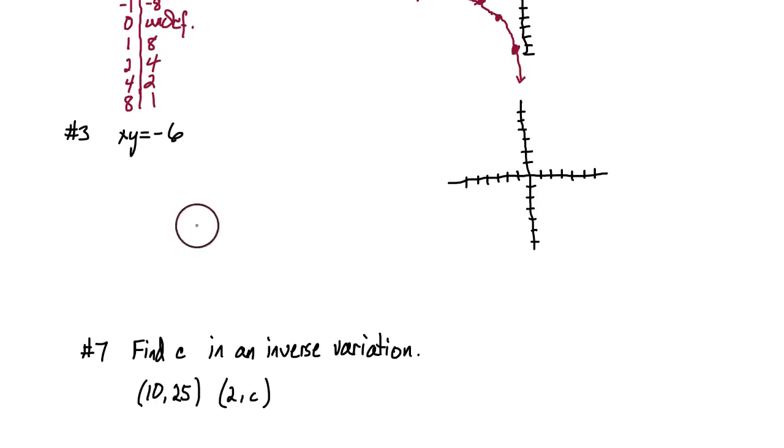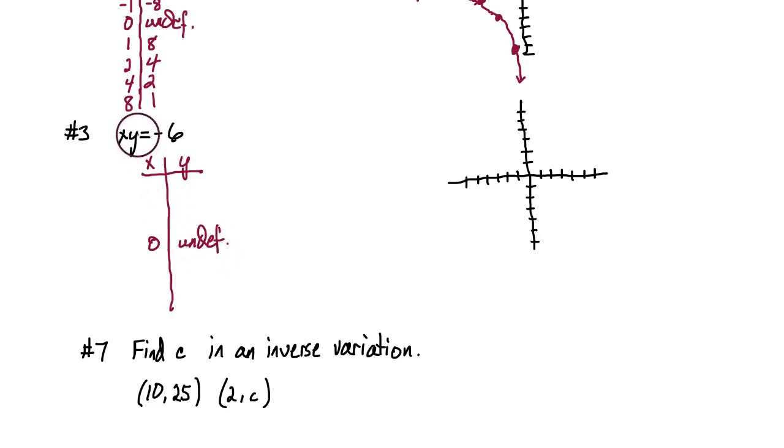Number 3 has the same look. Two things times together equaling to a constant number. We're expecting to get a hyperbola. Let's choose some values. Notice that once again, when x is 0, there is no number for y that works. 0 times what makes -6? There isn't anything. This is undefined. That's why the y-axis line is an asymptote.